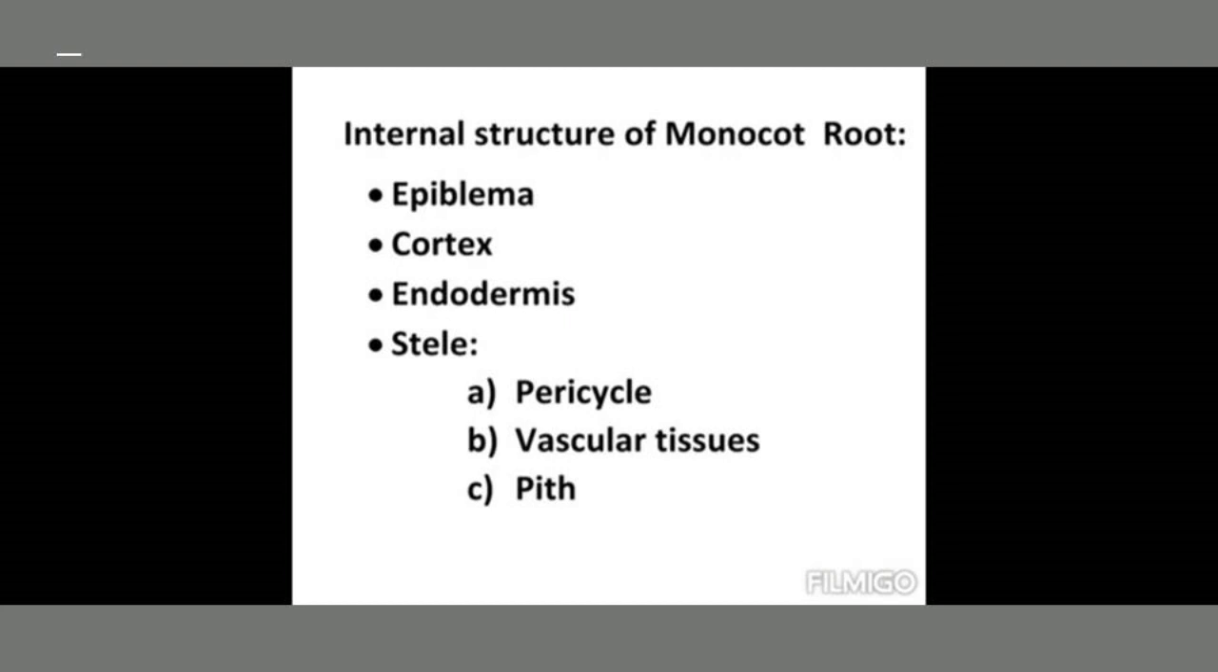We have four parts: epiblema, cortex, endodermis, and stele, which has three subdivisions: pericycle, vascular tissue and pith. First we are going to see the epiblema. It is the outermost layer of the root and is made up of a single thin-walled parenchyma layer. In this, stomata and cuticle are absent. The root hairs help in the absorption of water and minerals because cuticle and stomata are absent. This layer also protects the inner layer, the cortex.